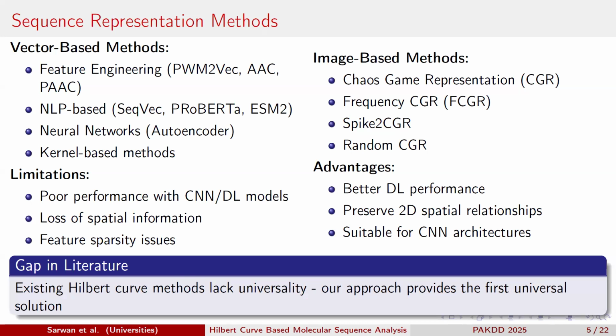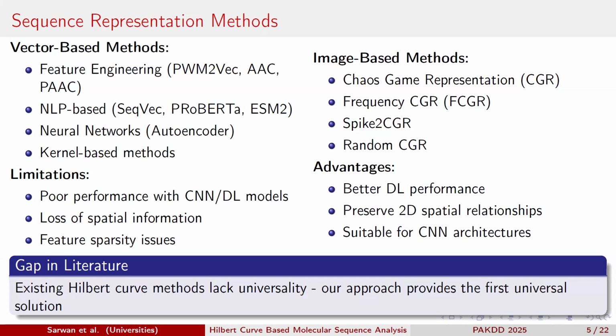So let me put our work in context by discussing existing approaches. On the vector-based side, we have feature engineering methods like PWM2Vec, NLP-based approaches like Spike2Vec or ProteinBERT, and neural network-based methods like autoencoder. The problem? These methods perform poorly with the CNN model, lose spatial information, and suffer from feature sparsity.